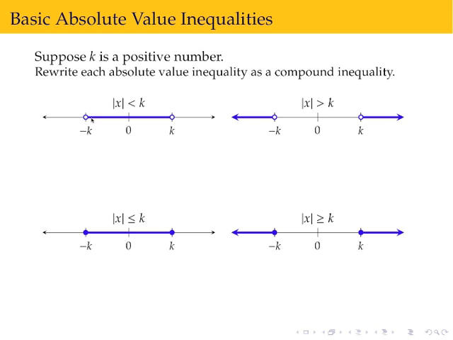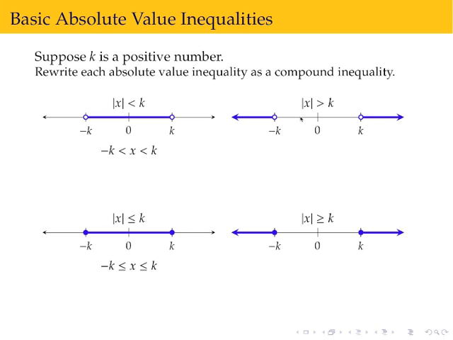So this is the solution set to this inequality. It's the interval between negative k and k, which means x has to be greater than negative k, and also it has to be less than k. We could write that with the word and, or we can write it as a connected compound inequality like this. Of course, this one is similar. We do have the less than or equal to symbol here, so we will have that in our answer as well.